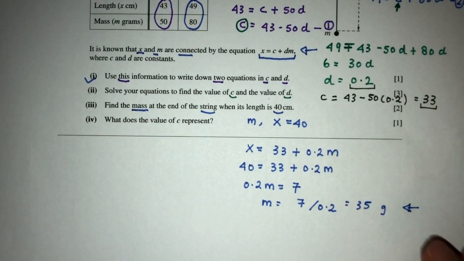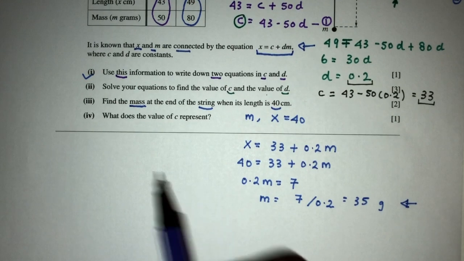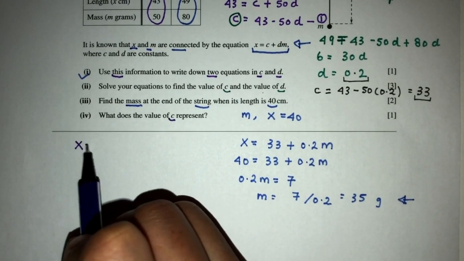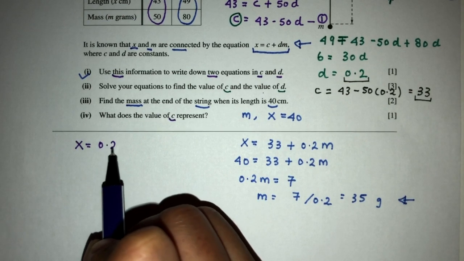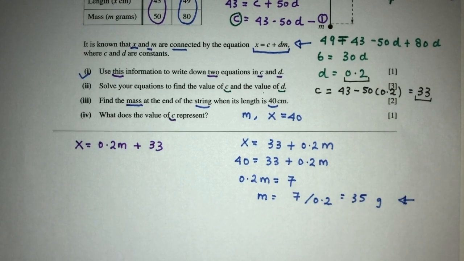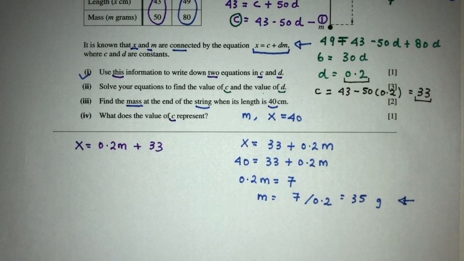Now for part 4, what does the value of C represent? If you observe, we have x equal to 0.2m plus C. Usually when you have the equation of a straight line, you have y equal to mx plus c. So what does c represent? Usually c will be the y-intercept. That's what we think about. So what does it really mean? It means that this is the value of x when the mass is 0.